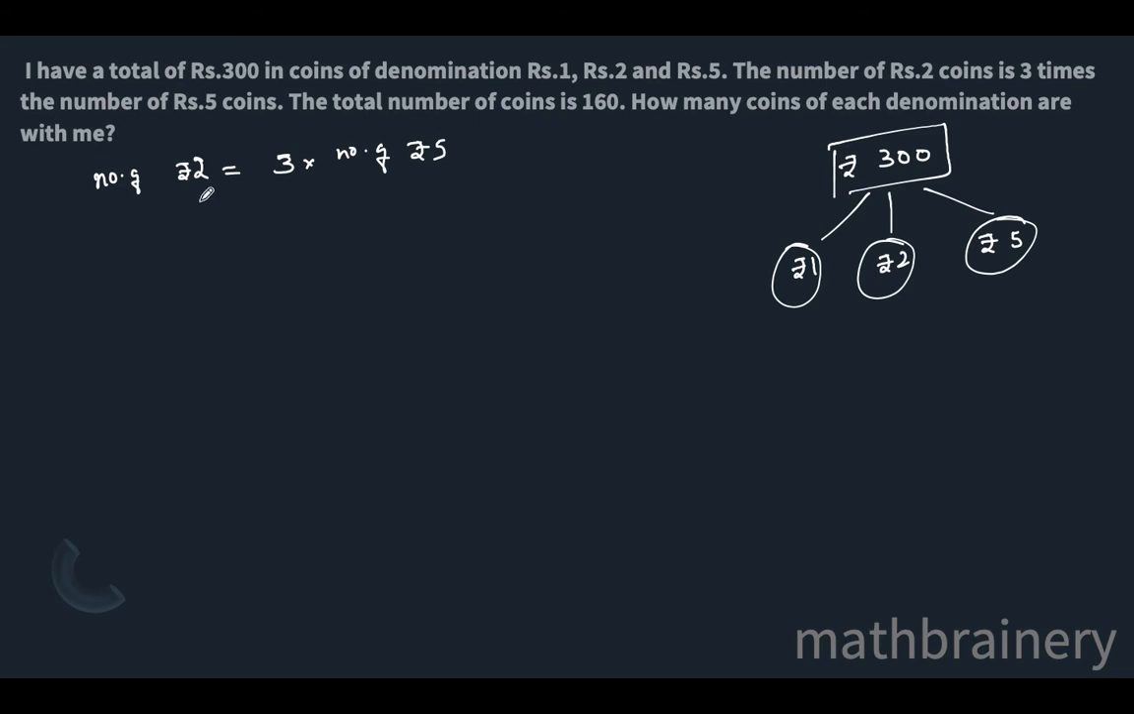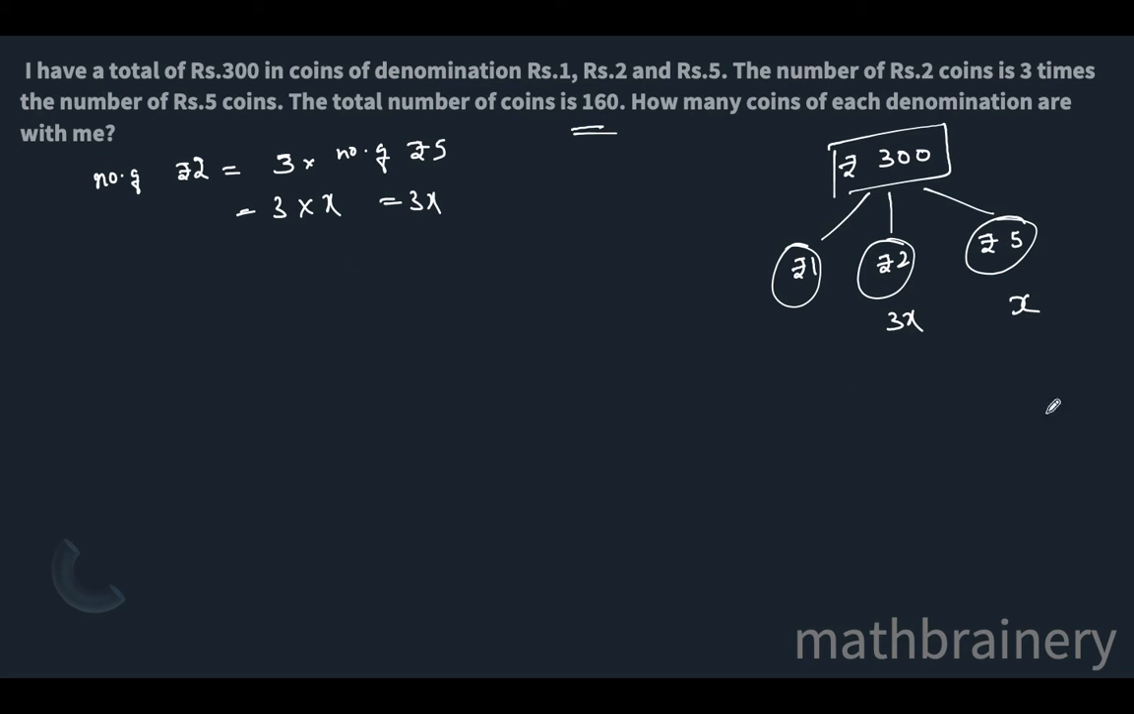Alright. So if I assume the number of 5 rupee coins as x, then the number of 2 rupee coins must be 3 times x, which is 3x. Okay. Now what is given? The total number of coins is 160. So I have some 1 rupee coins, some 2 rupee coins, and some 5 rupee coins. Totally I have 160 coins.